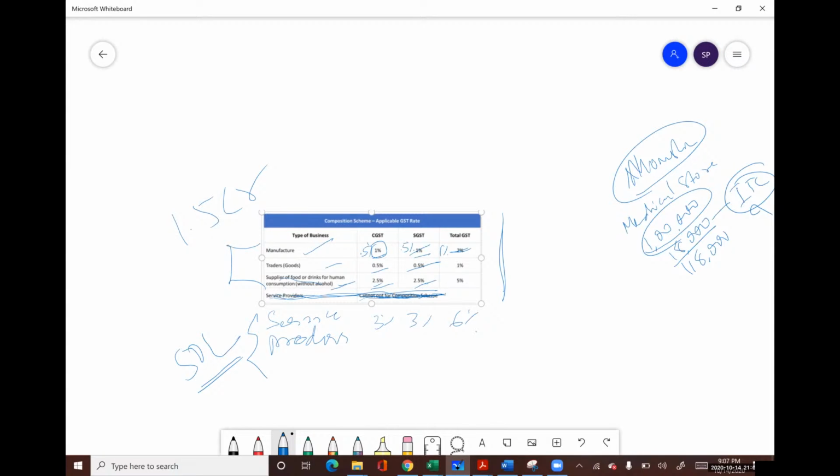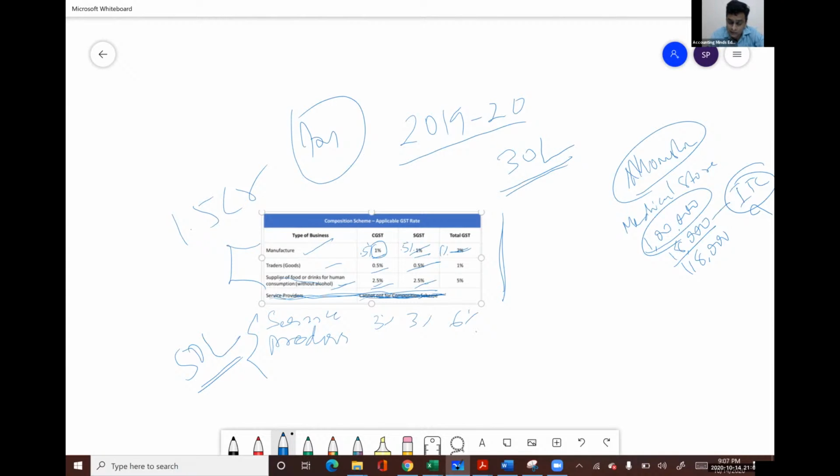That means, if students join Accounting Minds, and in 2019-20 we collected 30 lakhs in fees, then on those 30 lakhs we don't charge students any GST, but we pay 6% GST ourselves. That is 1,80,000 we pay as GST, because we are service providers. Make sense?